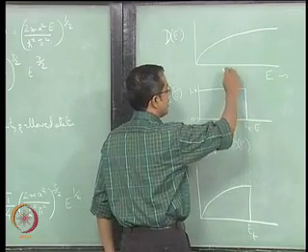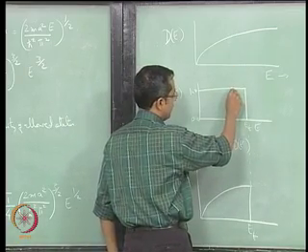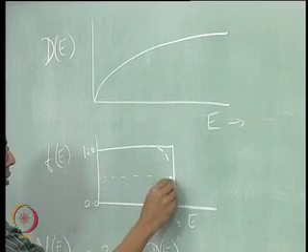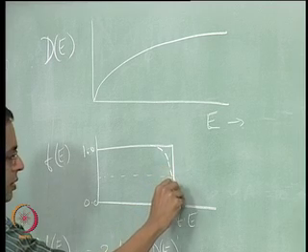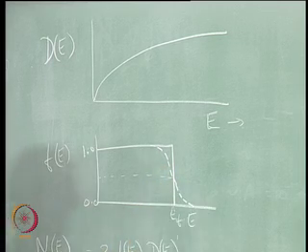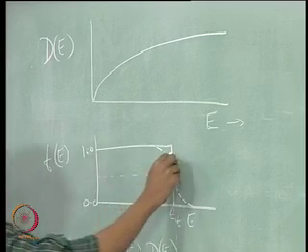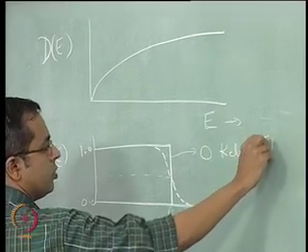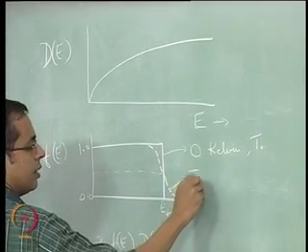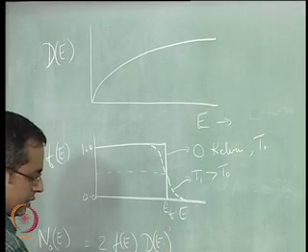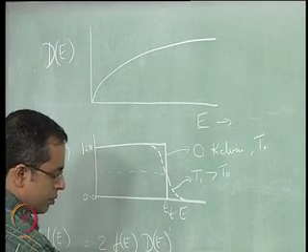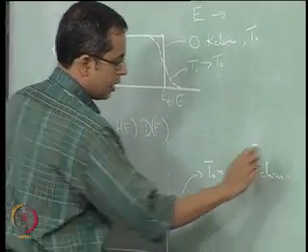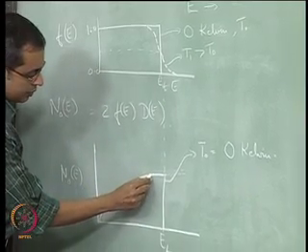At higher temperatures the probability of occupancy changes, so we see a behavior that looks like this. So this is 0.5, and you see a behavior that looks like this, right. So this is at T0, which is 0 Kelvin, and this is T1 greater than T0. At a higher temperature this distribution will look like this.